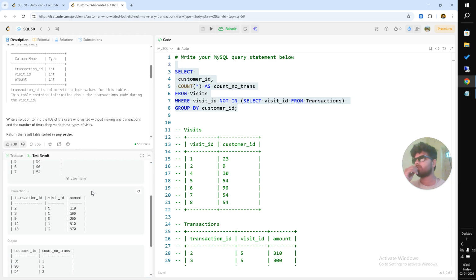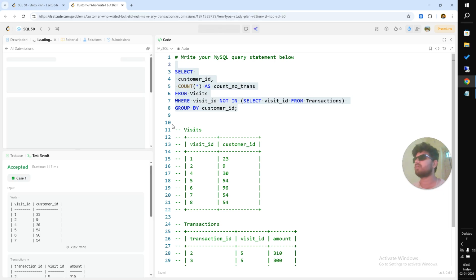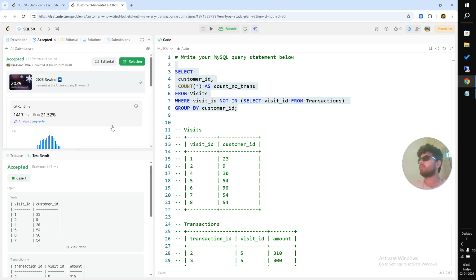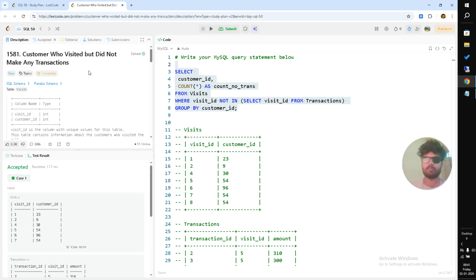Okay. Our solution got accepted for the first test case. Let's see the other test cases. Yeah, our solution got accepted. So this is our question and this is our answer query. So if you like it, be my guest and enjoy it. Happy coding.